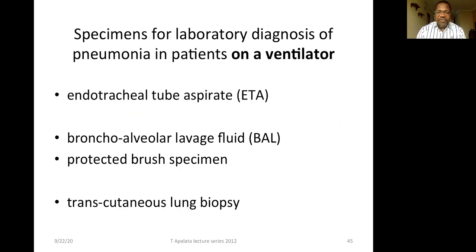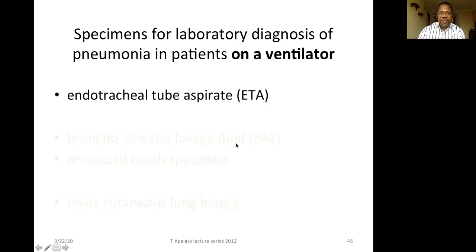So the most important specimen to remember is also the specimen for pneumonia in patients who are ventilated, who are under mechanical ventilation, who are in intensive care units. And the most important one is what we call endotracheal tube aspirate, ETA. You can also collect BAL, we spoke about that, or protected brush or lung biopsy, but the most important one is what we call endotracheal tube aspirate.